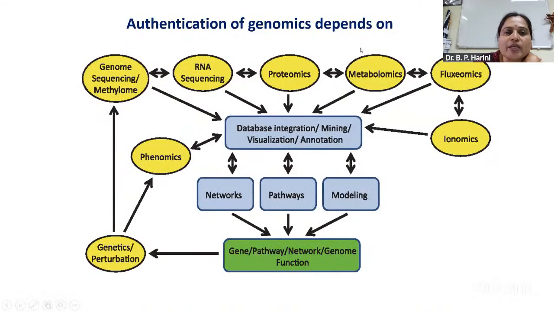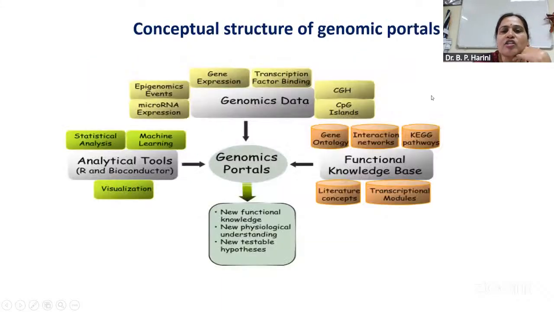So authentication of the genomics depends upon the database integration, mining, visualization, and annotation, which has its own network. They have their own pathways and they have their own modeling, which brings through the gene pathway and genome function that gives rise to the genetic perturbation. On the other hand, this genetic perturbation gives rise to phenomics, that is what we call a phenotype, and here the genome sequencing, RNA sequencing, proteomics, as usual, it goes on. So there is a conceptual structure of genomic portals which has been functioning.